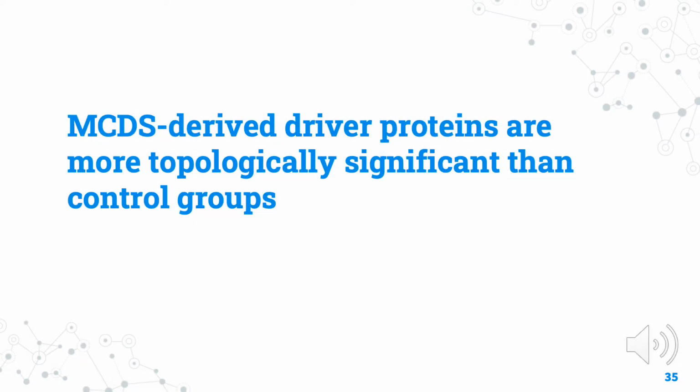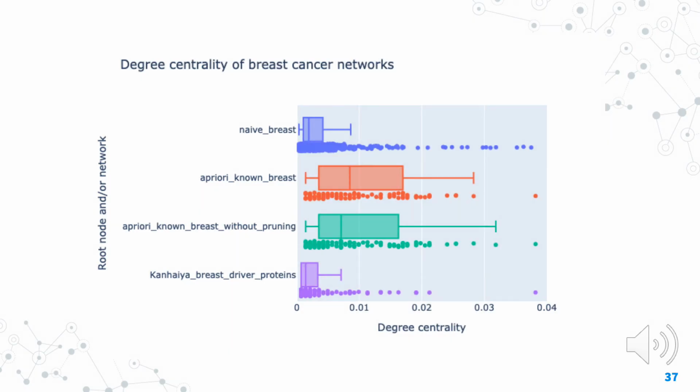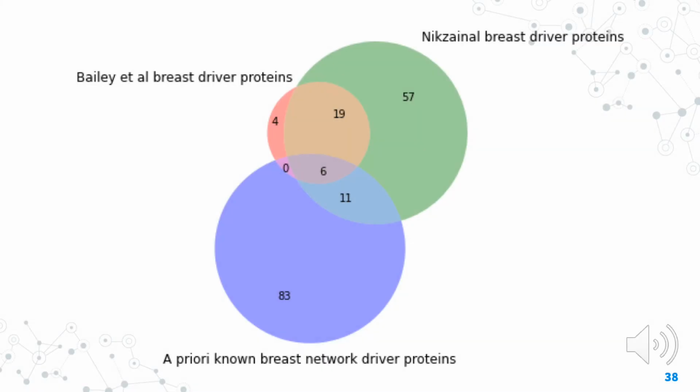What we found was that our driver proteins were more topologically significant than the control groups. Here we can see that their betweenness centrality had a higher median range. Their degree centrality also had a higher median range. And they had a comparable consensus with positive controls from other methods.